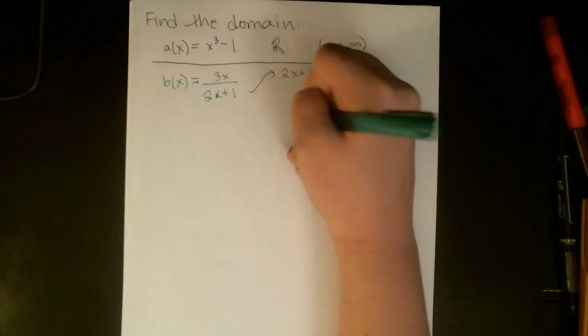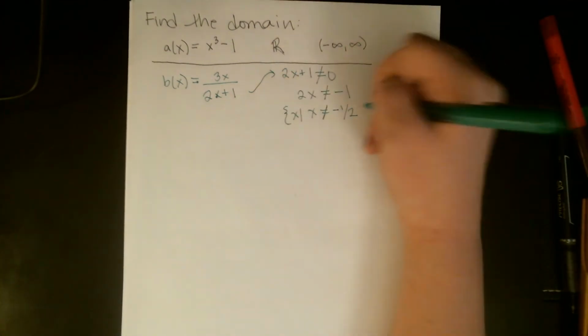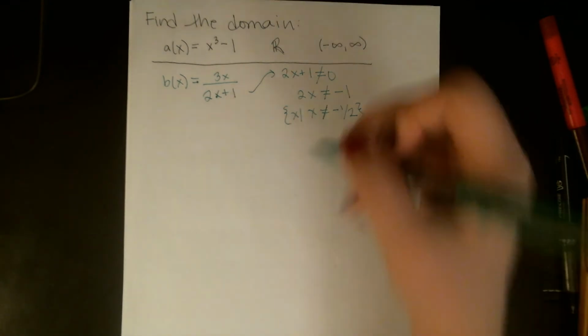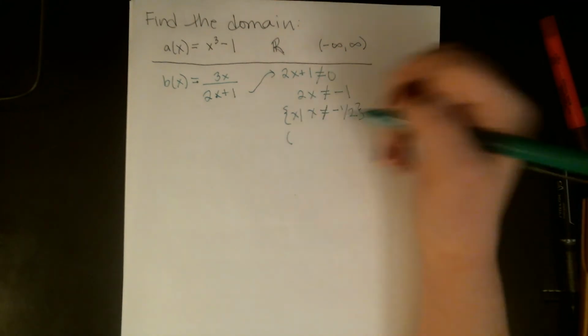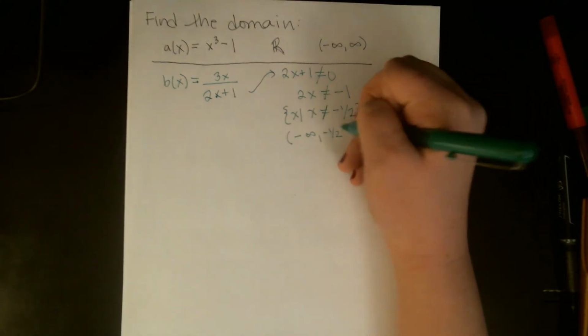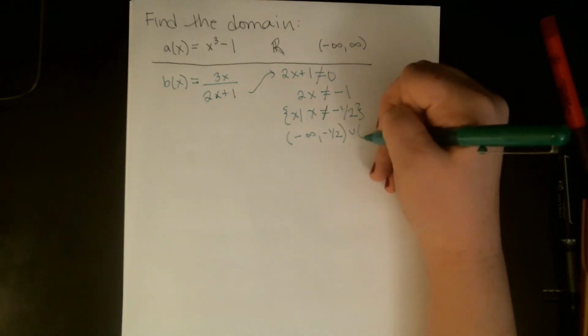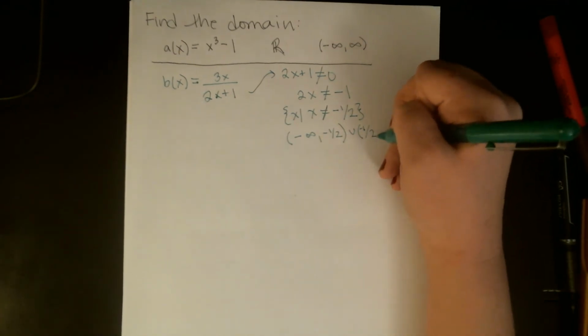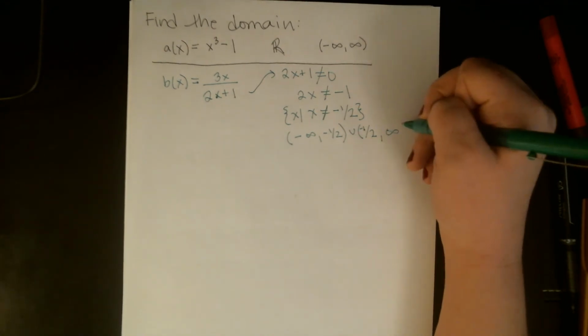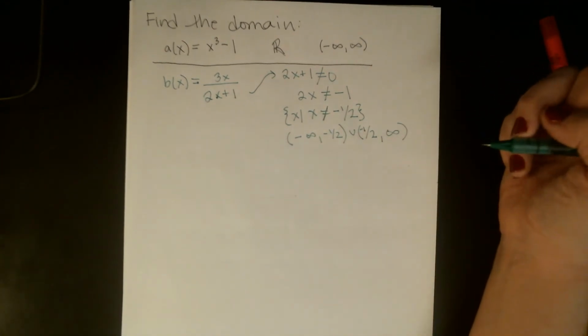If we want to make it a little more formal, tack on some set brackets. We can say the set of all real numbers x such that x does not equal negative 1/2. If you prefer interval notation, I want everything from negative infinity up to negative 1/2. I want to make sure I leave out the negative 1/2, so I'm going to give it a round bracket, and then I'm going to start up again and go from negative 1/2 to positive infinity.